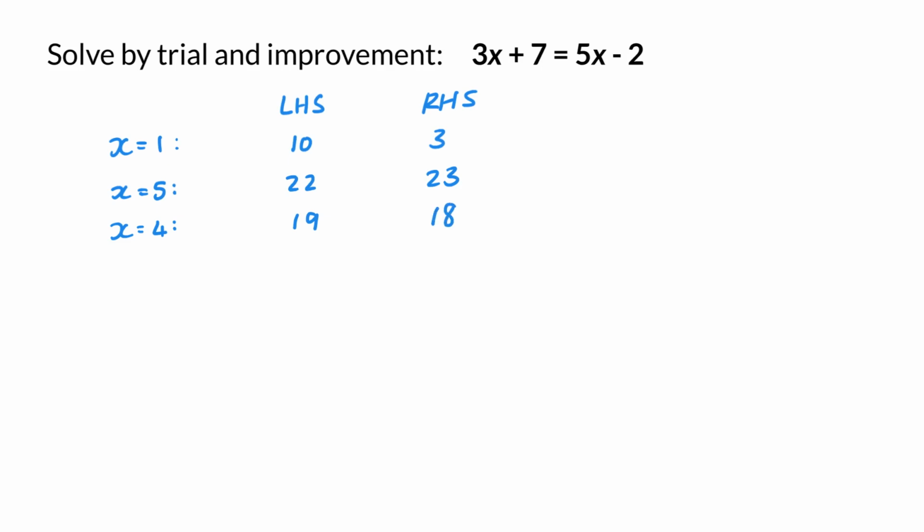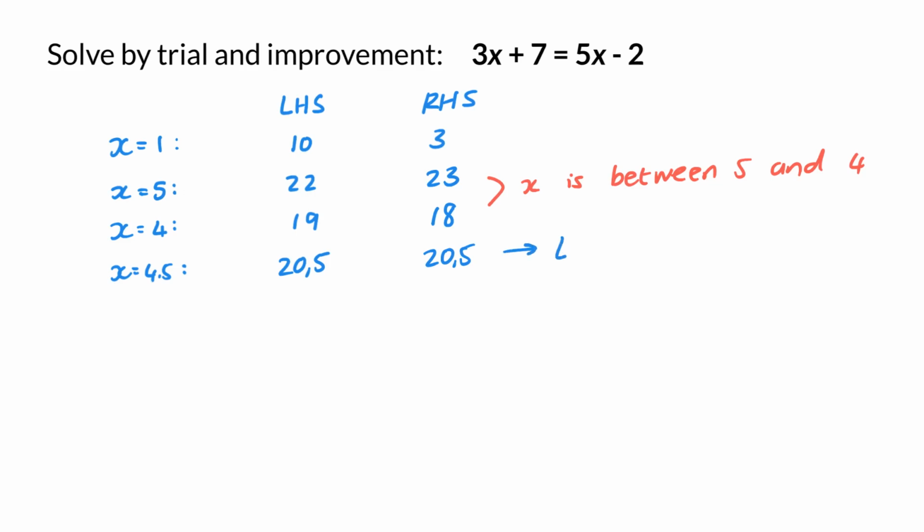Again, I'm very close. So surely x is between 5 and 4. So let's try halfway. Let's try 4.5. Here I'm going to use a calculator to help me. 3 times 4.5 plus 7 gives me 20.5. And again, I'm going to use a calculator. 5 times 4.5 minus 2 also gives me 20.5. So here I've got the left-hand side equaling the right-hand side. Therefore, x is equal to 4.5.